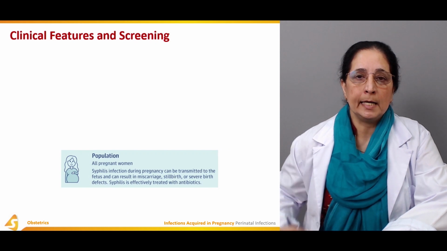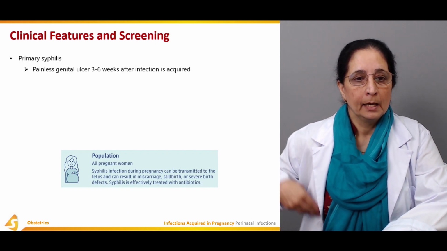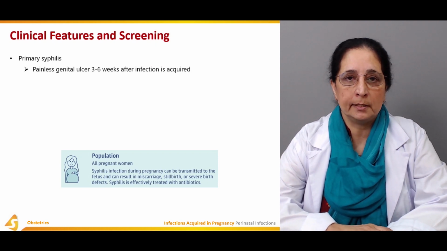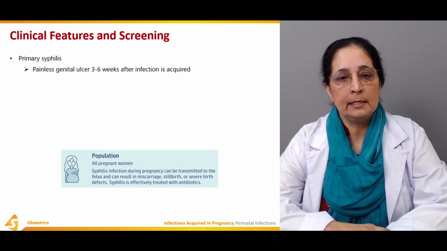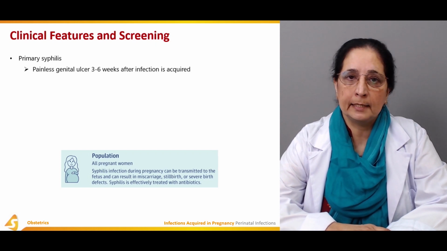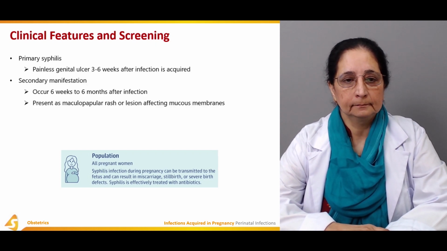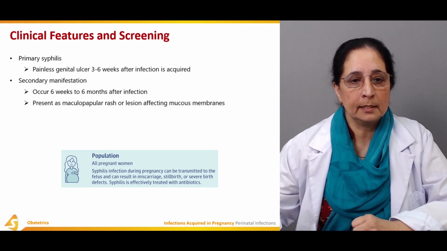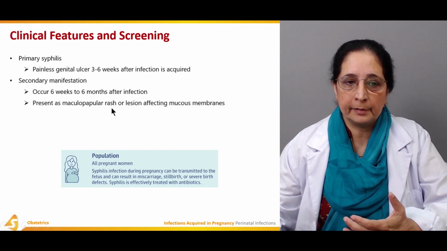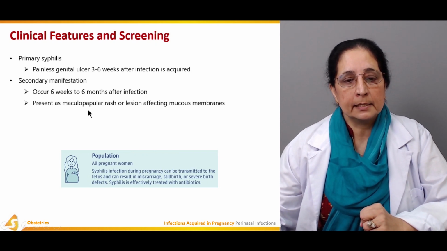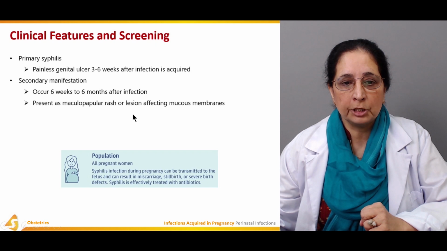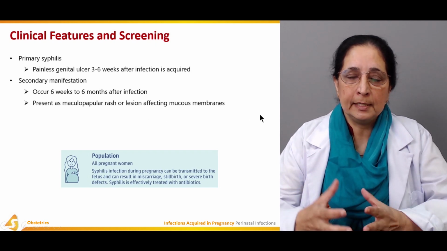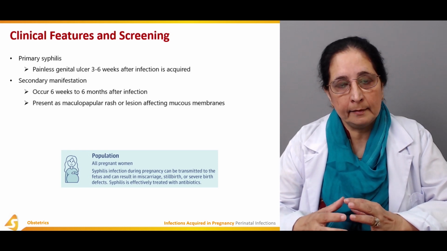Clinical features and screening of syphilis. Primary syphilis usually has a painless genital ulcer 3 to 6 weeks after infection is acquired. Secondary manifestations of syphilis occur 6 weeks to 6 months after infection, presenting as a maculopapular rash or lesions affecting mucous membrane. So syphilis can be primary or secondary.